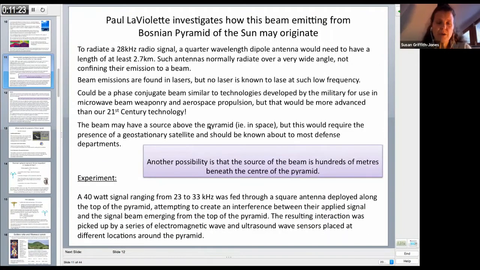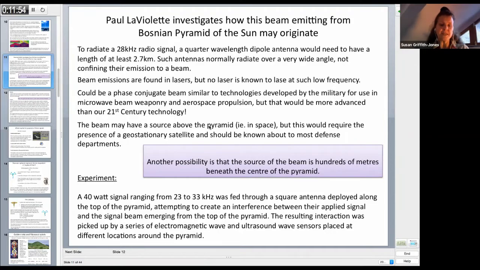So this fellow, Paul LaViolette, has investigated how this beam emitting from the Bosnian Pyramid of the Sun may have originated. His thoughts, I've actually pretty much copied and just summarized what he wrote about it, because I didn't want to lose his thread, and also I didn't want to stray from the physics and the numbers that he put down.